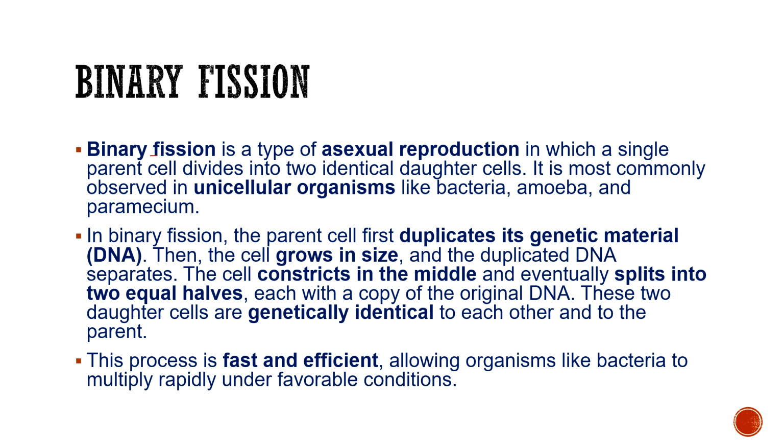So what is binary fission? Binary fission is a type of asexual reproduction in which a single parent cell divides into two identical daughter cells. It is most commonly observed in unicellular organisms like bacteria, amoeba, and paramecium. Is it clear? Now in binary fission, the parent duplicates its genetic material, DNA. We all know that the genetic material is DNA. The cell duplicates it and grows in size, and the duplicated DNA separates.